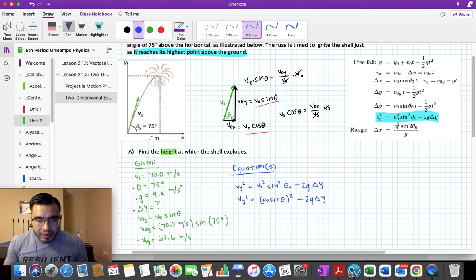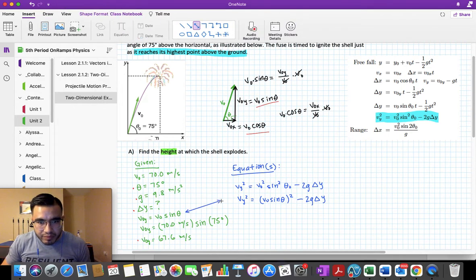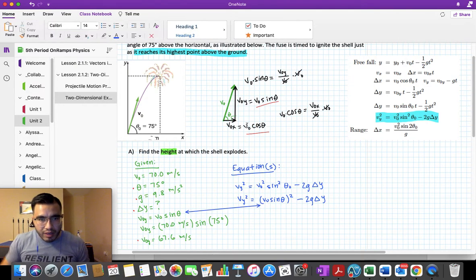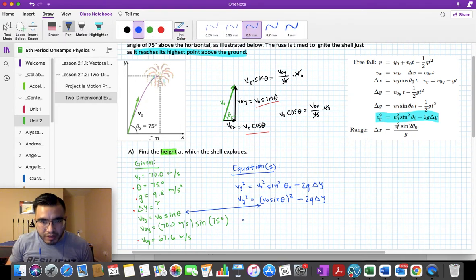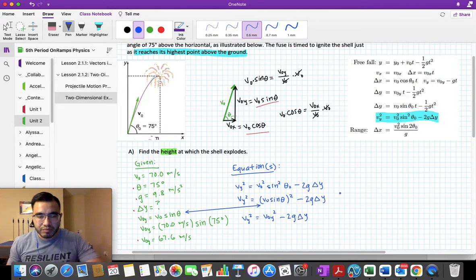Notice how v naught sine of theta is also v naught y. Look at these two. So then I can say final velocity along the y squared equals v naught y squared, don't forget about the square, minus 2g delta y. There you go, delta y. I could have used the other one, but I just want you to have this one in your notes, so write it down.